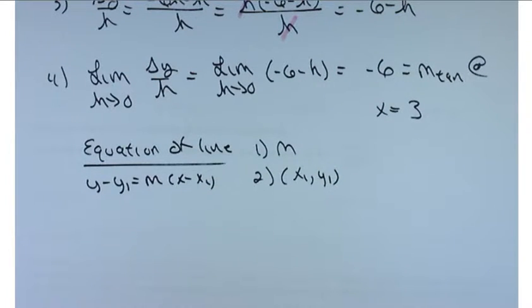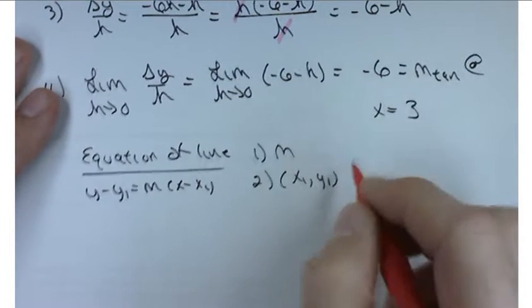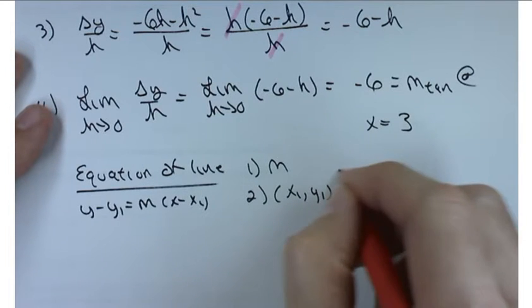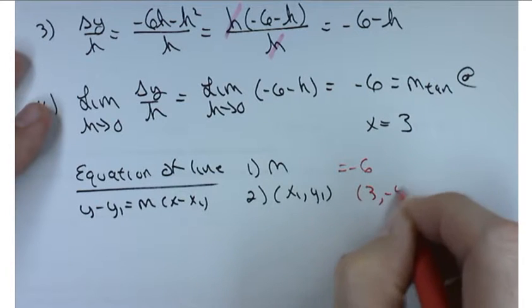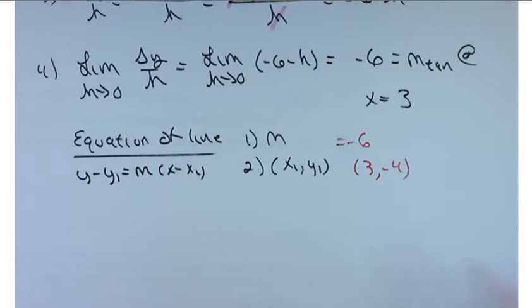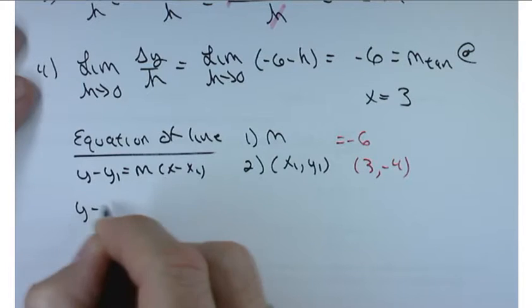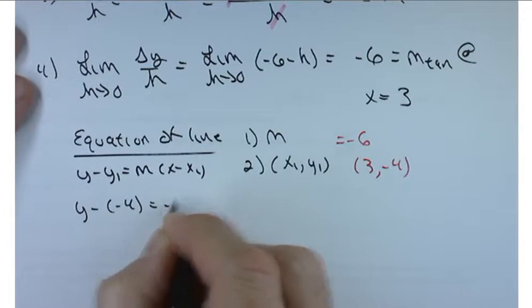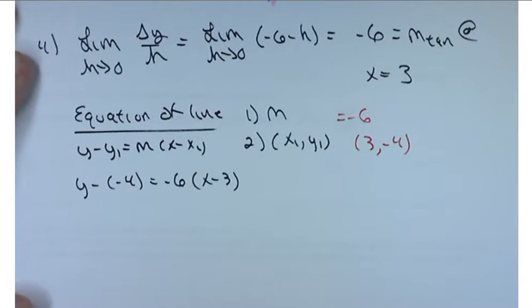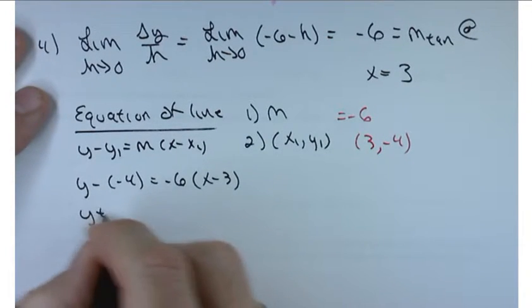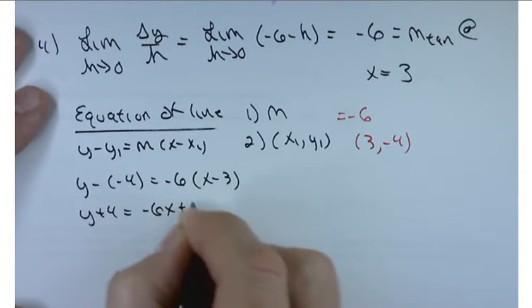So let's remind ourselves of some algebra here. Our slope in this case, well, that was the negative 6. And the point, well, when I plugged in a 3 for x, I got a negative 4 for y. So let's see what happens when we put these two together and find the equation of the tangent line. y minus negative 4 equals negative 6 times x minus 3. Let's clean that up. That's y plus 4 equals negative 6x plus 18.